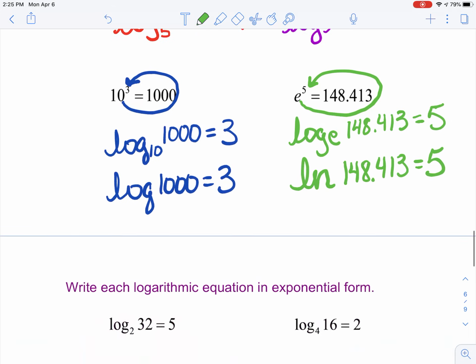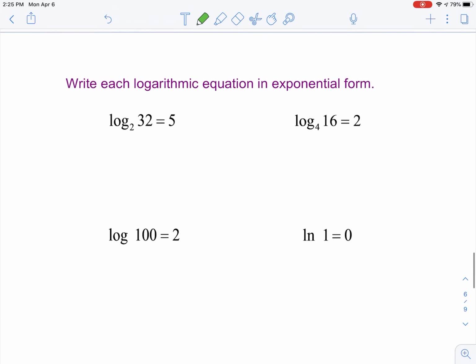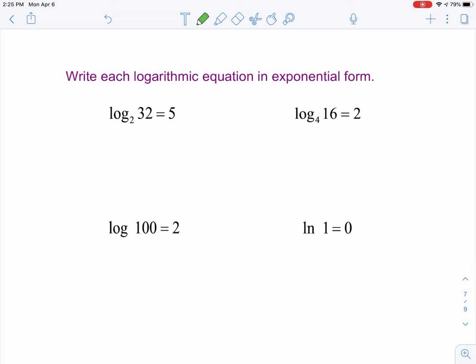Now let's go the opposite direction. We are going to make it an exponent. We're going to do the same thing. We take our base and come around. 2 is my base. Remember, it equaled the exponent. 2 to the 5th equals 32.